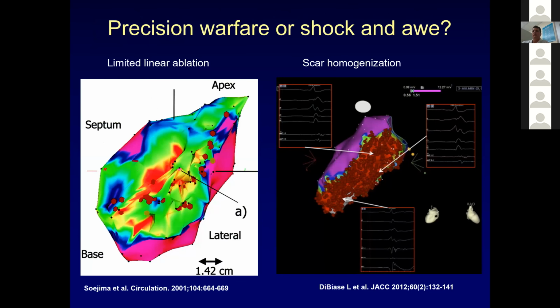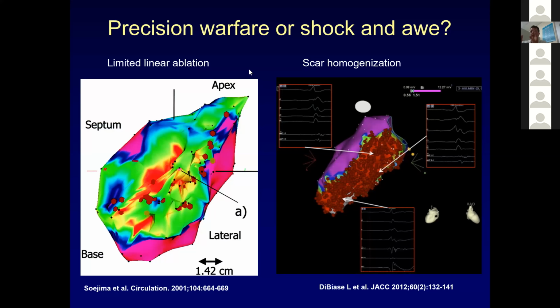Do we do precision warfare? Are we kind of like SEAL Team 6, assassinating one little target with limited linear ablation? And that's certainly one approach. It's an approach that I became familiar with as a fellow. Or do we just homogenize scar? Neither approach is exactly wrong, although I think we've moved to the right of that, certainly. And 5 years after I got out of fellowship, at Loyola, Dave Wilbur really kind of pushed me into the substrate approach.